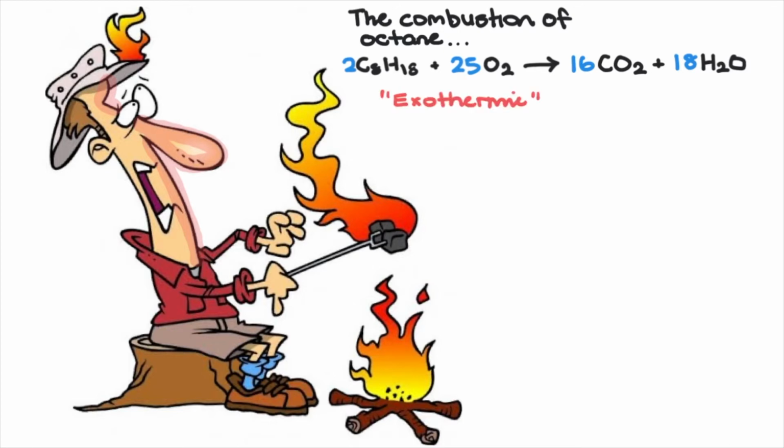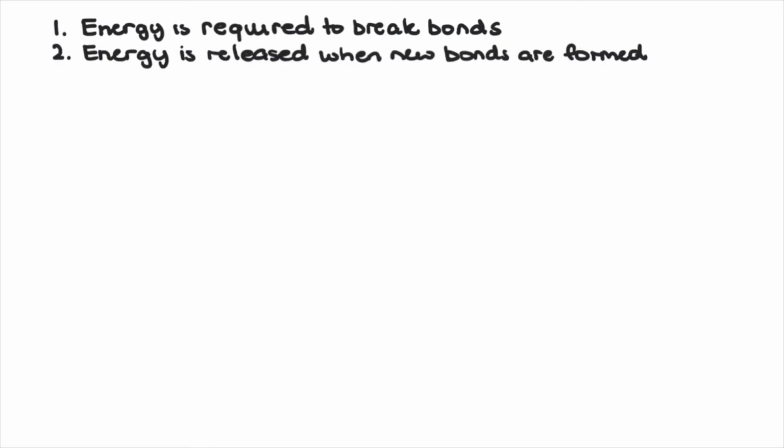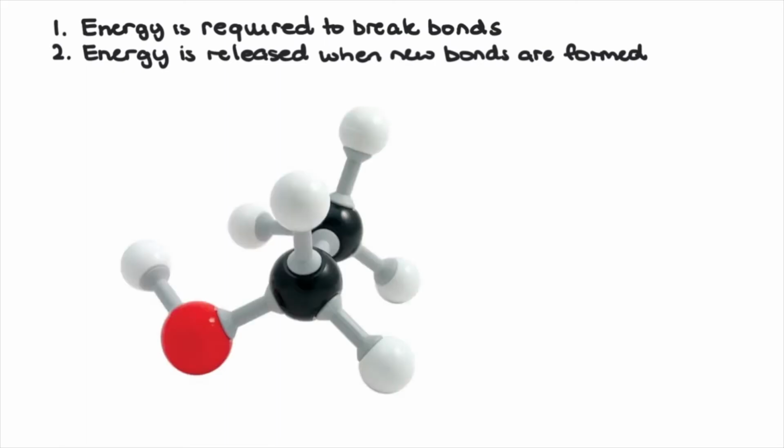So why does this happen? We have to look at two underlying principles in chemical reactions. 1. Energy is required to break bonds, and 2. Energy is released when new bonds are formed. Think of those molymod kits. It's much easier to build the molecules in comparison to pulling them apart.